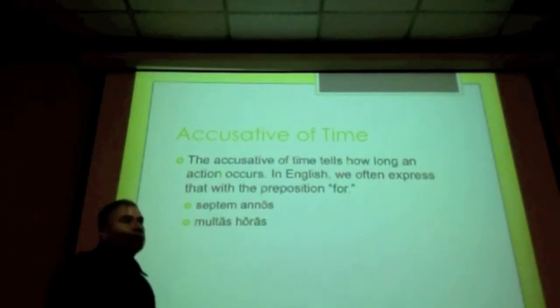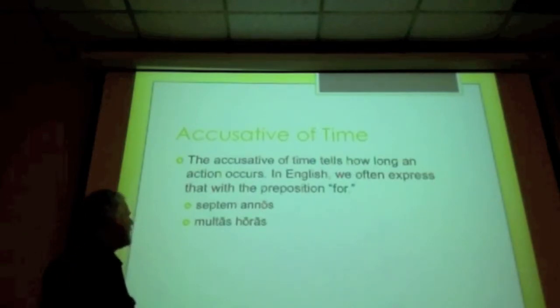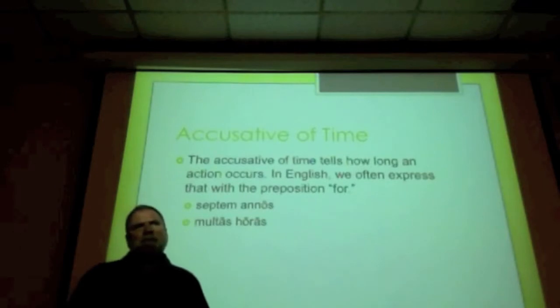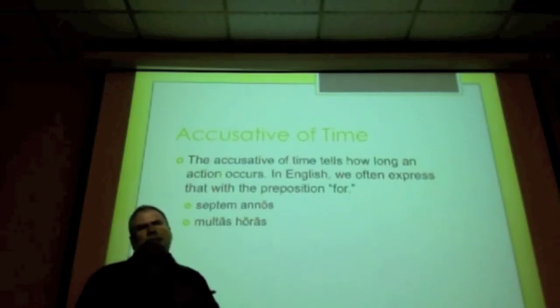Now, let's move on to the accusative of time. The accusative of time tells how long an action occurs. In English, we often express that with the preposition for. Like, I could say, oh, I slept 12 hours, or I could say, I slept for 12 hours. It means pretty much the same thing. I myself tend to use for, usually, with this expression, but you don't have to.